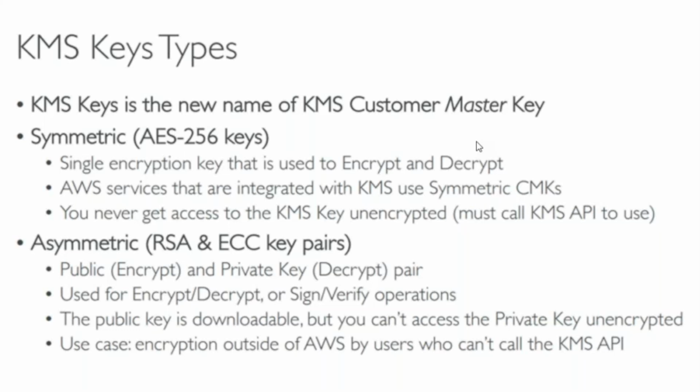Then we have asymmetric, in which we have RSA and ECC key pairs. RSA we use for creating our instance, right? I've shown you that when we go to create an instance, for this we use RSA. In this we have 2 things: public key for encryption, private key for decryption. Cool team. The public key is downloadable, but you can't access the private key unencrypted. So all these things I'm going to show you.